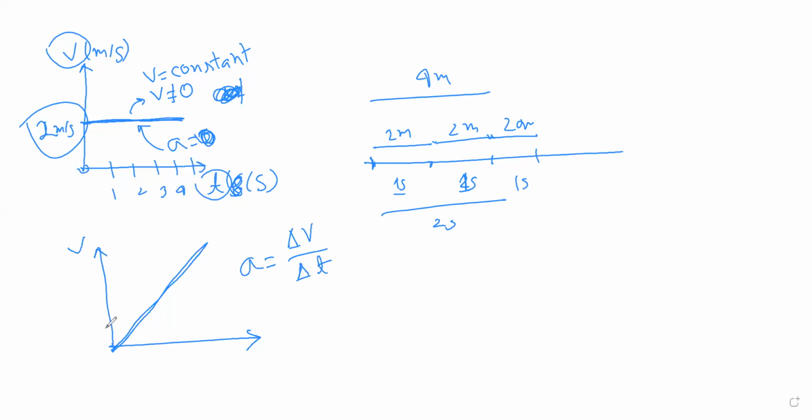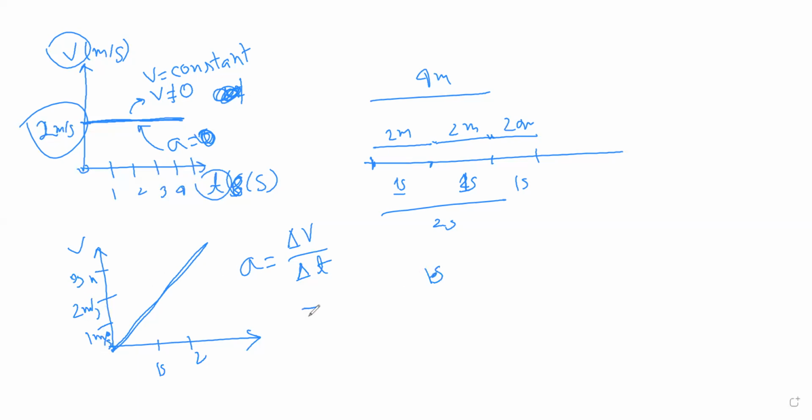So in this case, suppose at 1 second it is 1 meter per second. At 2 seconds, it's 2 meters per second. At 3 seconds, 3 meters per second. So you can see it's increasing. In 1 second, it was 1 meter per second; in 2 seconds, it's 2 meters per second. That means speed is increasing, but increasing uniformly.